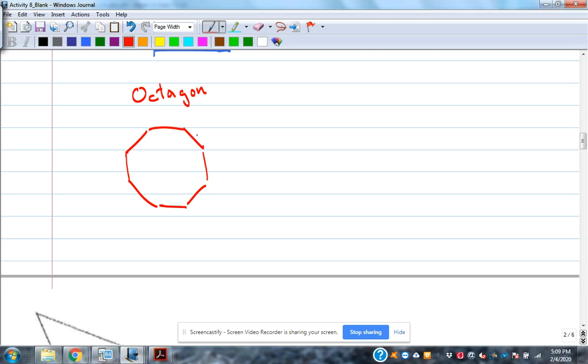Yeah, the stop sign. That's the one we're used to, but that doesn't necessarily mean that every octagon is regular. What's it mean to be regular in geometry? Much different than in everyday life if you're regular.